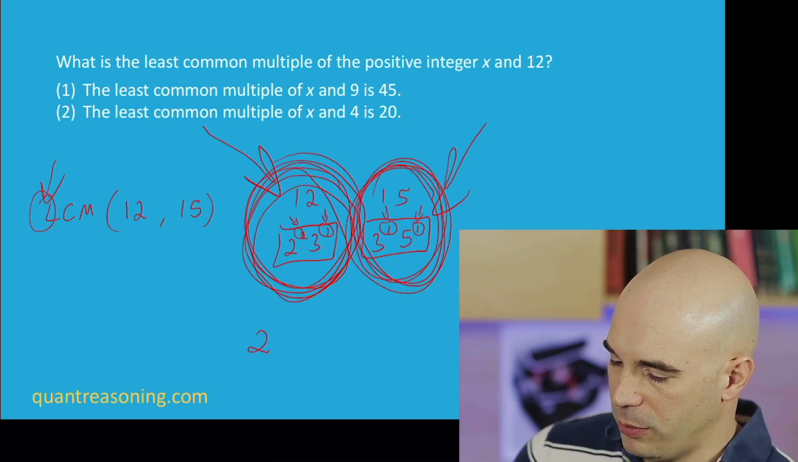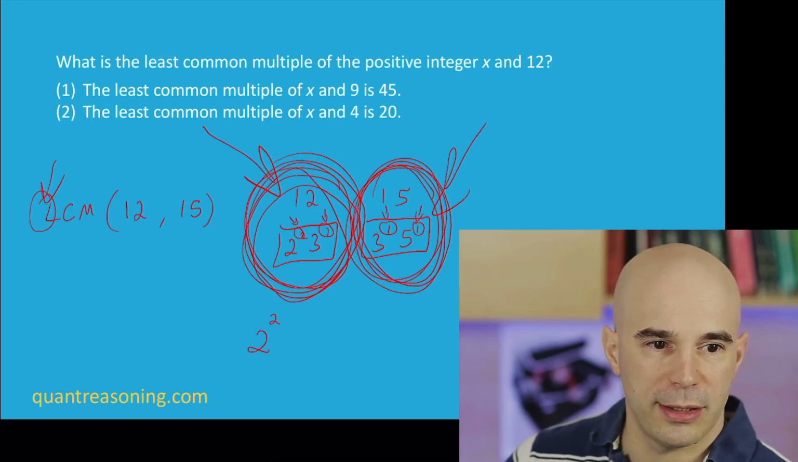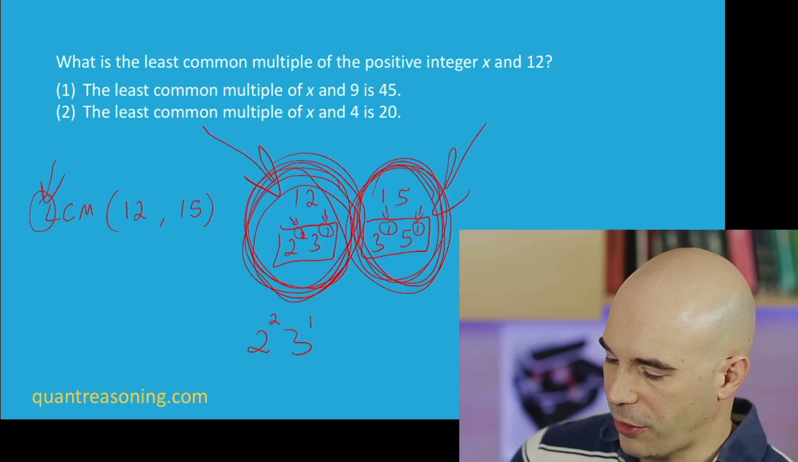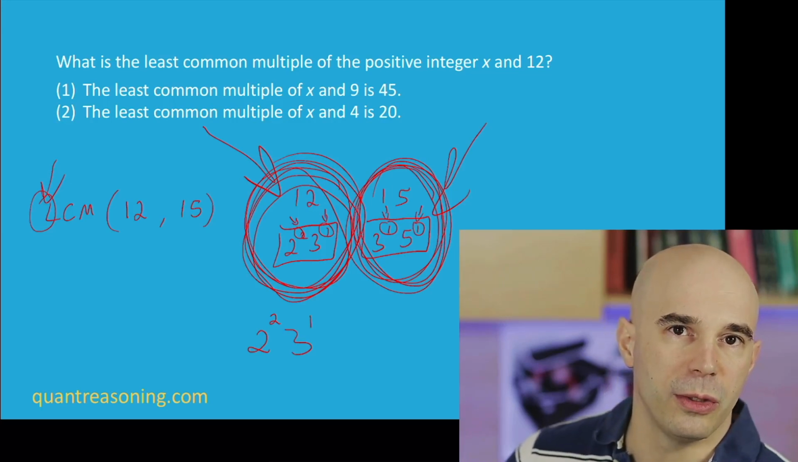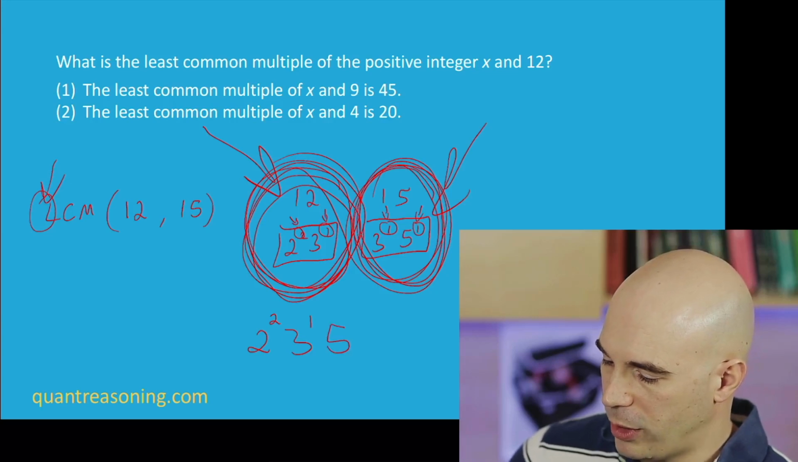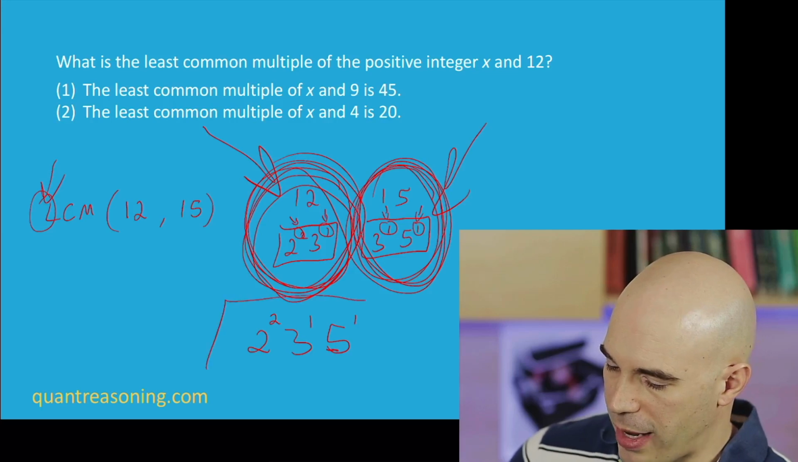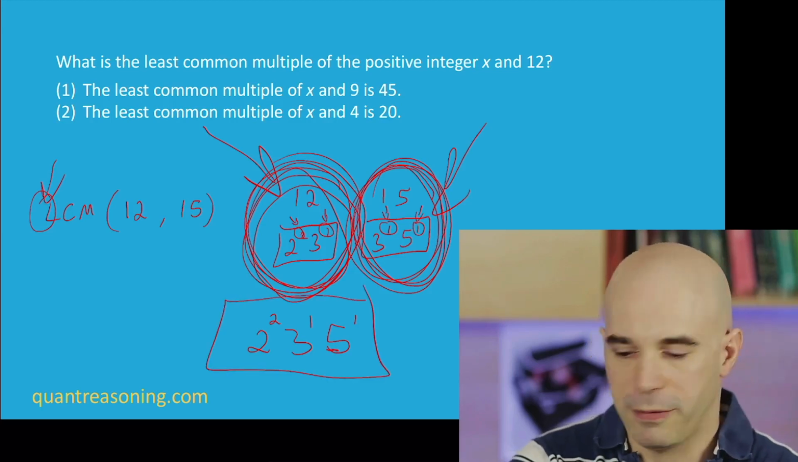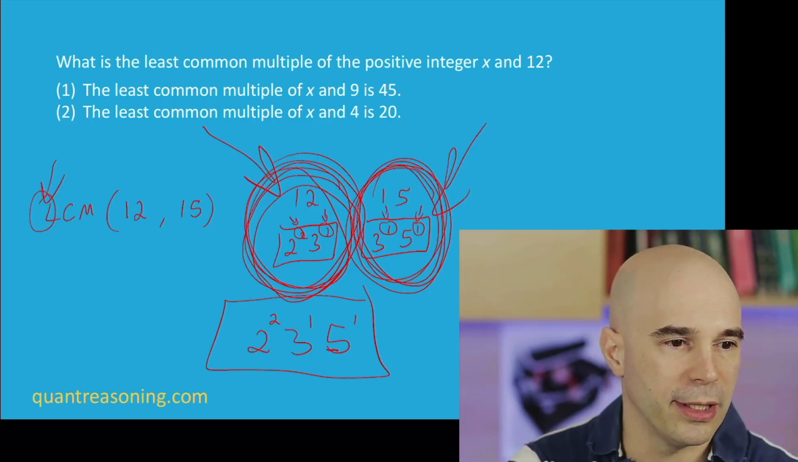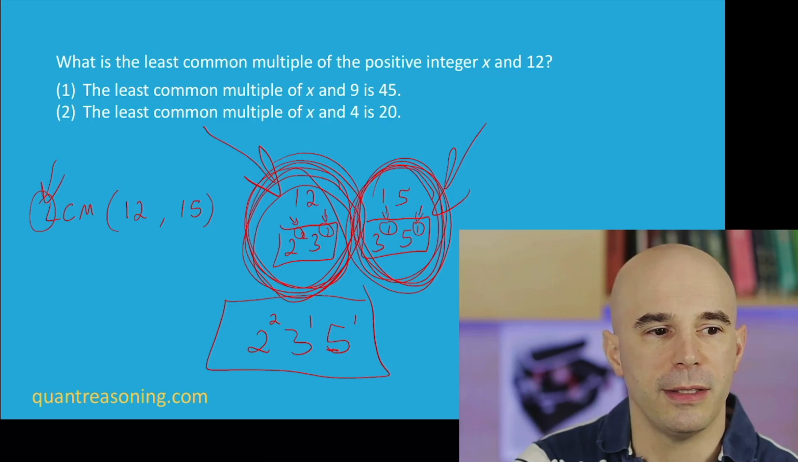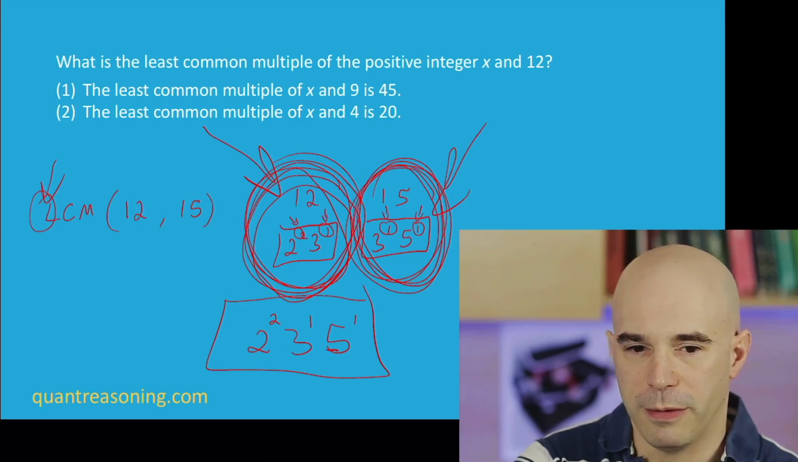I'm going to need to make sure that I have 2 jackets size 2, 1 jacket size 3, because he's only going to want 1 jacket size 3 regardless of which option he goes with, and also 1 jacket size 5 just in case he goes with the second option. So that, my friends, is the least common multiple of 12 and 15. And if you multiply it out, you get 60. Right? 2 times 2 times 3 times 5 is 60, and that's the least common multiple of 12 and 15.